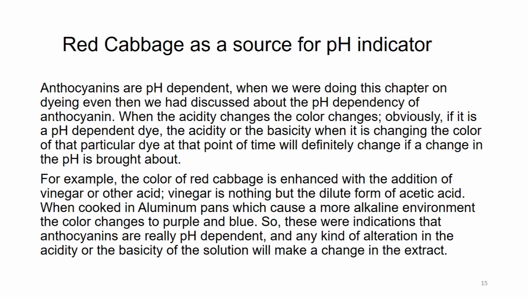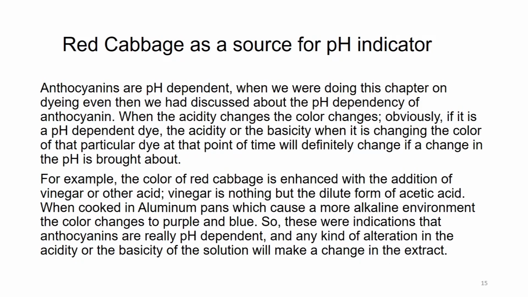Vinegar is nothing but the dilute form of acetic acid. When cooked in aluminium pans, which cause a more alkaline environment, the color changes to purple and blue. So, these were indications that anthocyanins are easily pH dependent, and any kind of alteration in the acidity or the basicity of the solution will make a change in the extract.